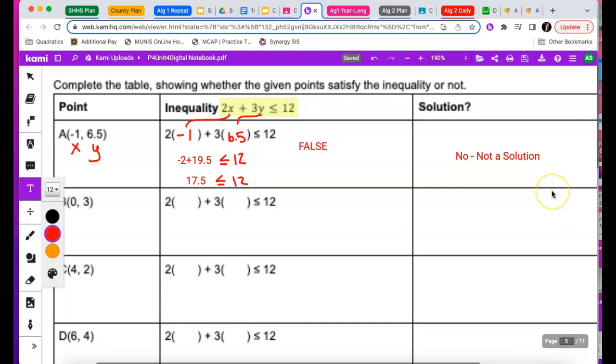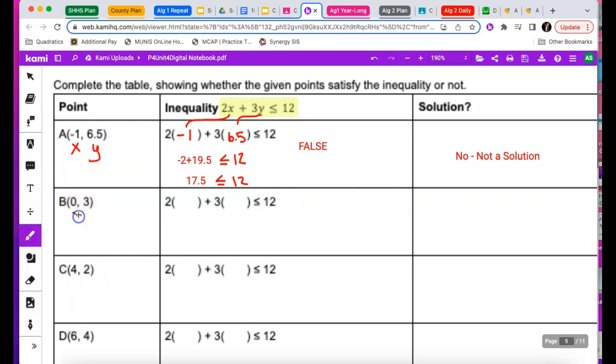And we're going to go through each one of the coordinates, figure out if it's true or false. If it's a solution, it'll be true. If it's not a solution, it'll be false. All right, so looking at part B. So the 0 is my x, the 3 is my y. So everywhere I have a 0 in my inequality, I put the 0 for x, and anywhere I have a y in my inequality, I put the 3 for y.